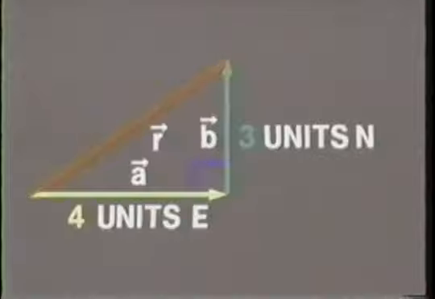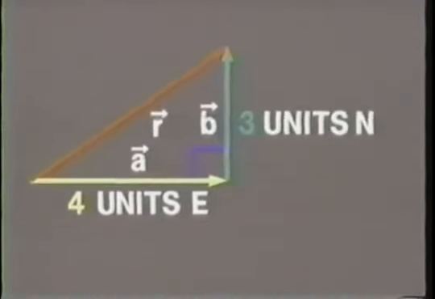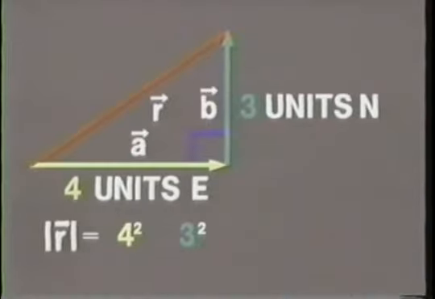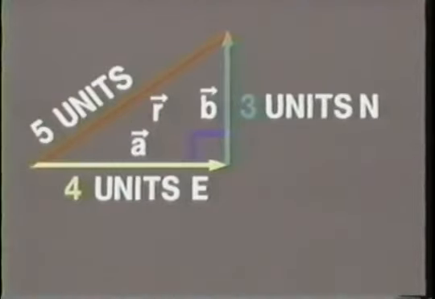Returning to the example, the magnitude of R can be found by using the theorem. Square the magnitudes of vectors A and B, add them together, and find the square root of the total. So the resultant's magnitude is 5 units. This triangle is particularly unique in that with the two sides forming the right angle being 3 and 4, the length of the resultant is another whole number. All that remains now is to find the direction of the resultant R.